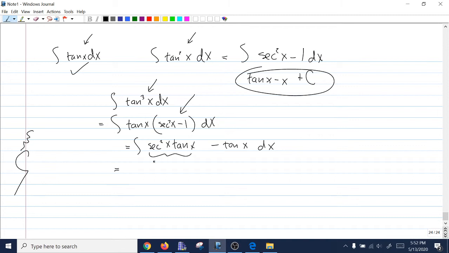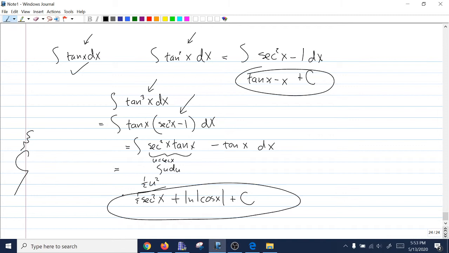For this thing, you do u equals secant x. It becomes the integral of u du, because du is secant tangent. You get 1/2 u squared, you get 1/2 secant squared x. Minus the integral of tangent becomes plus natural log absolute value cosine. I'm writing these sloppy because we've already done these examples or things that are almost exactly similar to them. And also because it's been a long lecture. What else can we do?